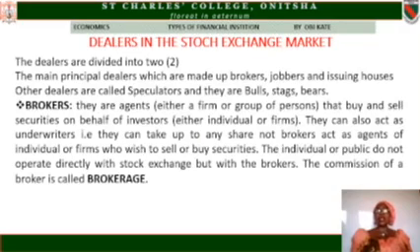Dealers in the stock exchange market. Who are the dealers? The dealers are divided into two. The main principal dealers, which are made up of brokers, jobbers, and issuing houses. Other dealers are called speculators, and they are bulls, stags, and bears. Then who are the brokers?